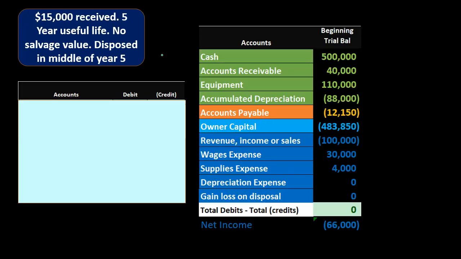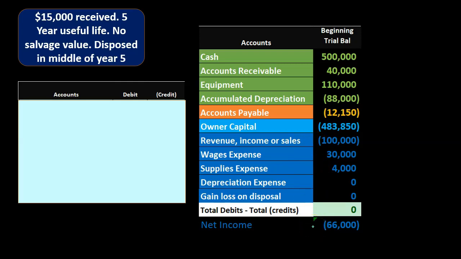So then if we go to our trial balance, we can see that we have the debits and credits, the debits not bracketed or positive numbers, the credits bracketed or negative numbers, the 0 representing that the debits minus the credits equal 0, or the debits equal the credits. And net income is the revenue, 100,000, minus the expenses, this being revenue, not expense.